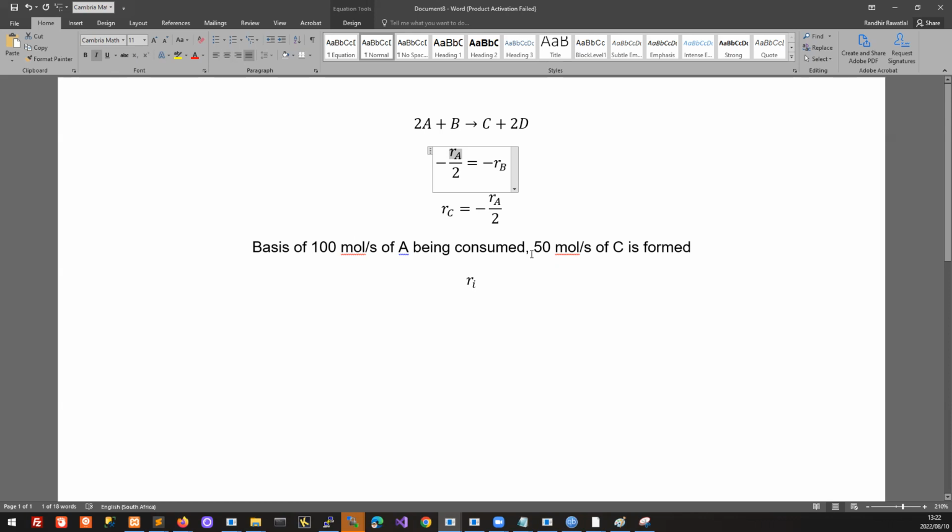When we say being consumed, we understand that to be minus a negative number. So this is a negative number in terms of rates of formation. So RA itself is minus 100 moles per second. Then minus times a minus, that is our 100 moles per second divided by 2. So that's overall plus 50 moles per second. And so when we write it here, 50 moles per second, then we get correctly 50 moles per second of C is formed.